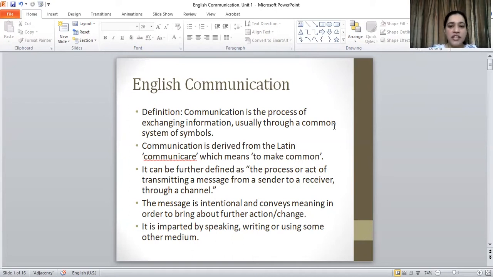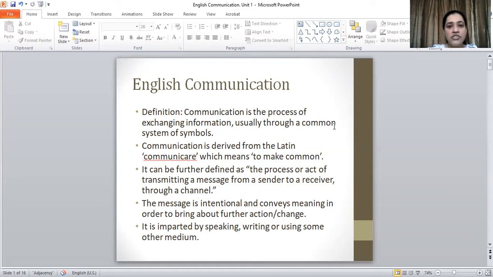Communication can be defined as the process of exchanging information, usually through a common system of symbols. The common system of symbols could be the language that we all speak and which is common to us. It could be body language that is understood by a select group of people. And it could also include bodily gestures which are universally acknowledged and acceptable.